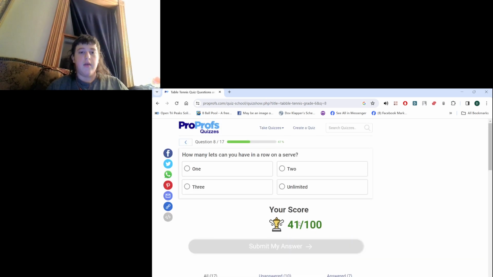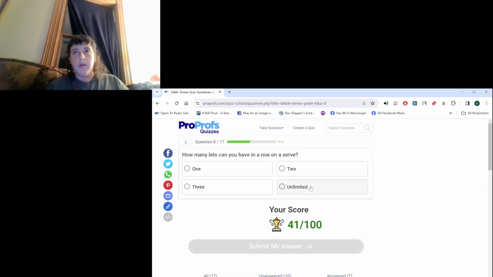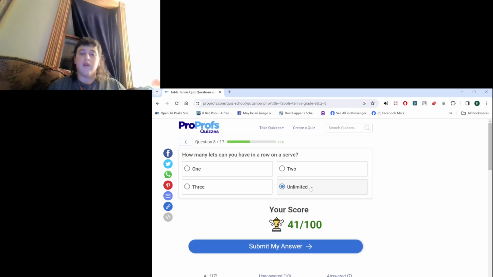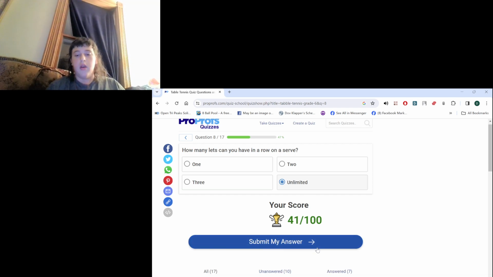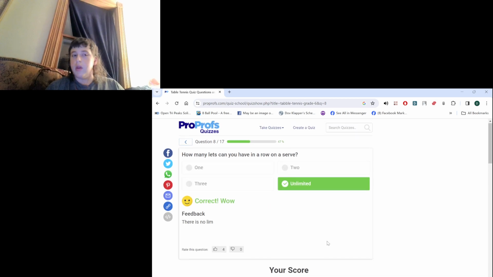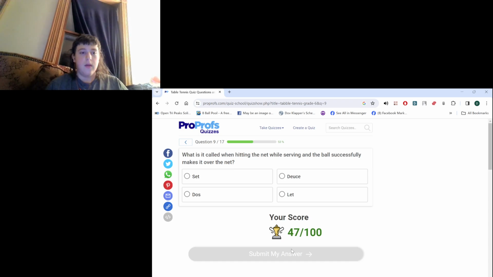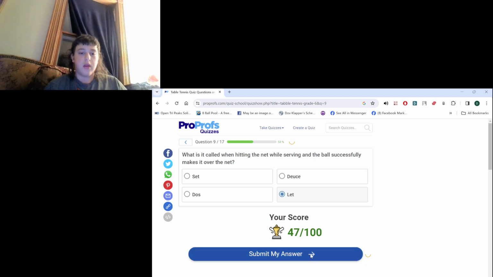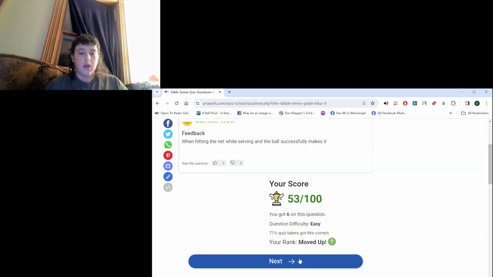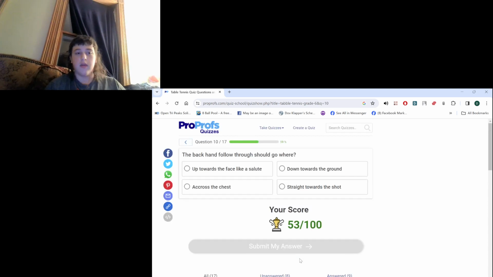How many lets can you have in a row on a serve? Unlimited. But even your best professional players serving a serve can only get like one out of every three-ish. So it's never worth it to try. What is it called when hitting the net while serving and the ball successfully makes it over the net? That's called a let. Not sure where that came from. It's the same as the first one.